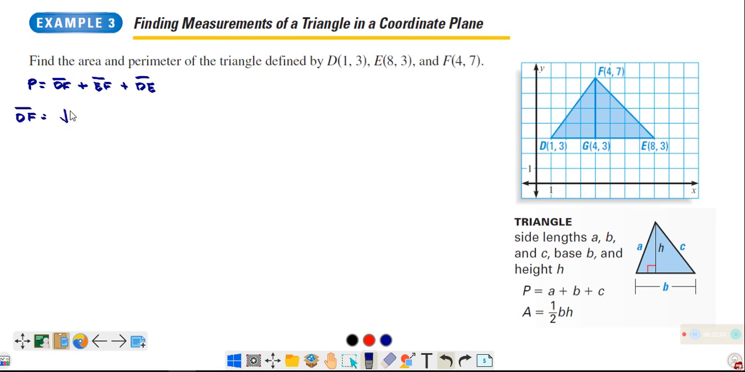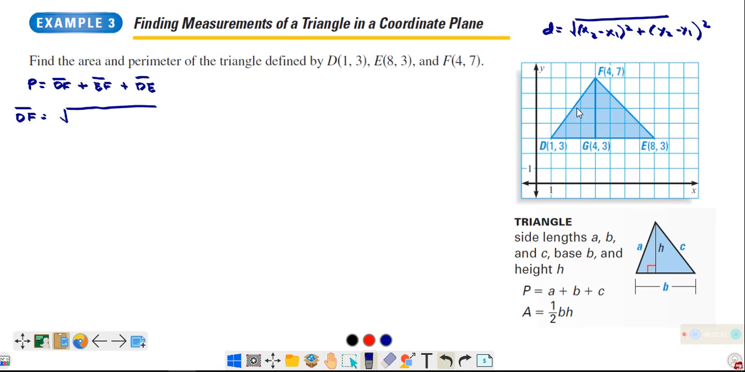It is the square root of x sub 1. Lagay ko dito si distance formula ha. So, the distance is equal to the square root of x sub 1 minus x sub 2 or x sub 2 minus x sub 1. Sabi ko nga, pwede silang magkabaligtad. Squared plus y sub 2 minus y sub 1 squared ulit.